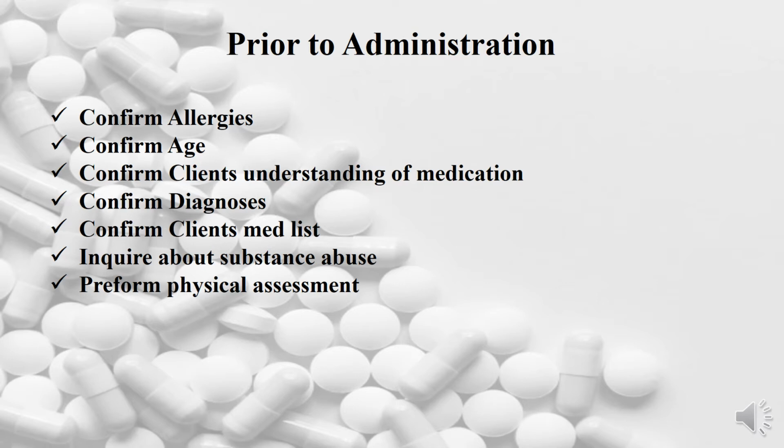And then you also need to perform a physical assessment before you administer a medication. One example would be you need to obtain a blood pressure and pulse prior to administering cortisone to a patient, because if their blood pressure or pulse is too low and you give them this medication, it could cause them to drop significantly, both their pulse and their blood pressure, and it could be potentially fatal.